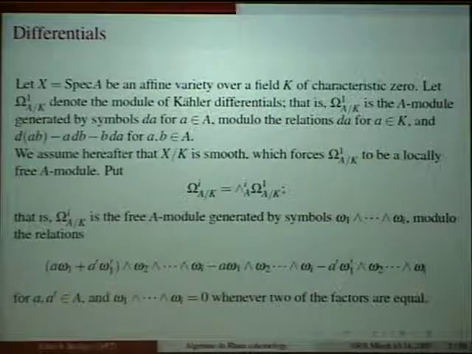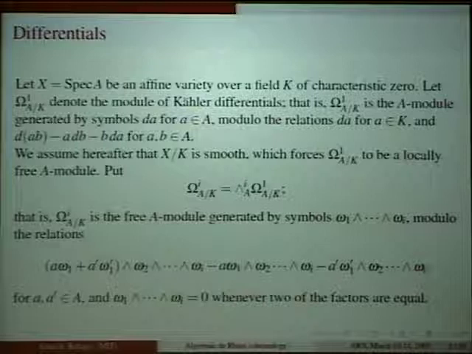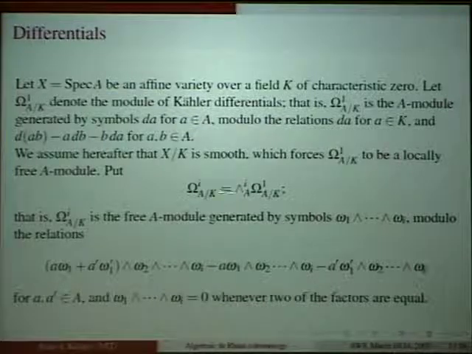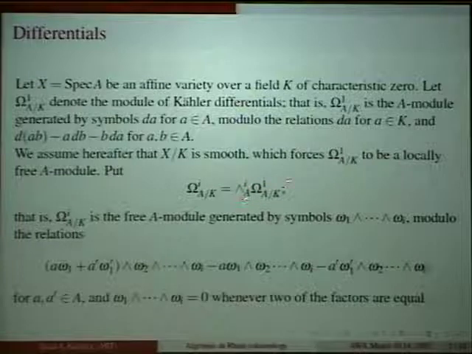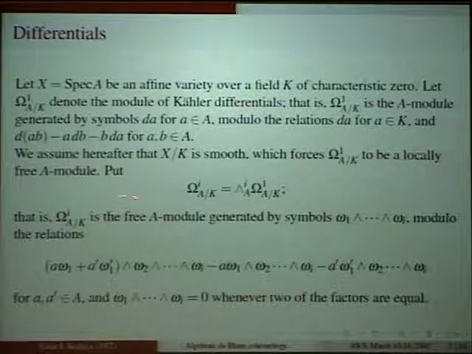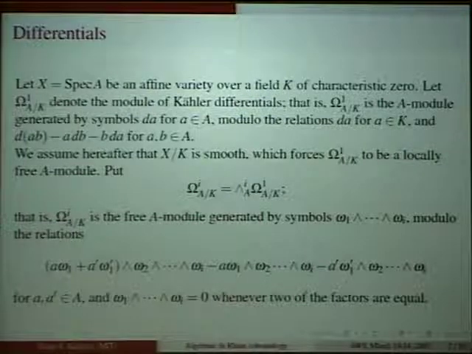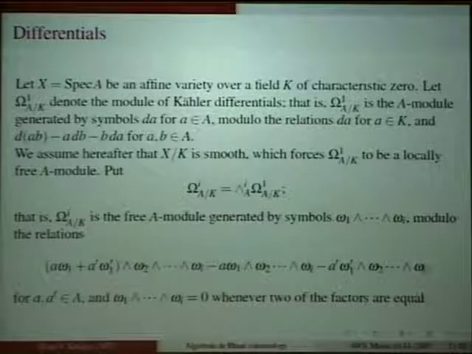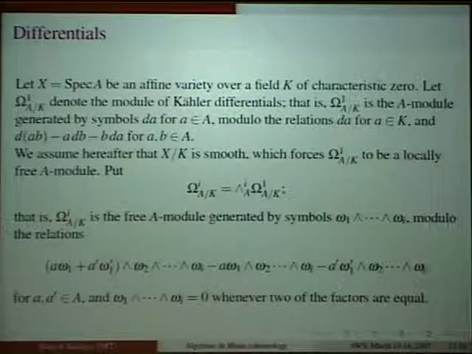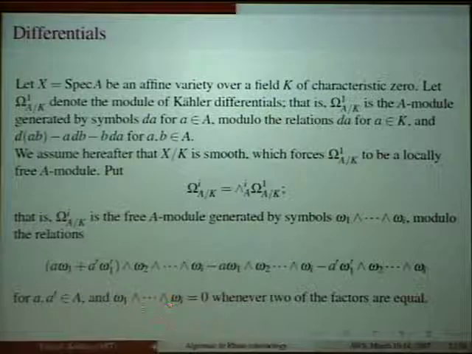Now I'm going to think of elements of omega 1 as one-forms, differential forms of order 1. And I'm going to form higher order differential forms by taking the exterior power of this omega 1 some number of times over A. So elements of this are linear combinations of symbols like so, where these omegas are in capital omega 1, and you want linearity in each position, and you want the alternating property. So the wedge should be 0 whenever two factors are equal.